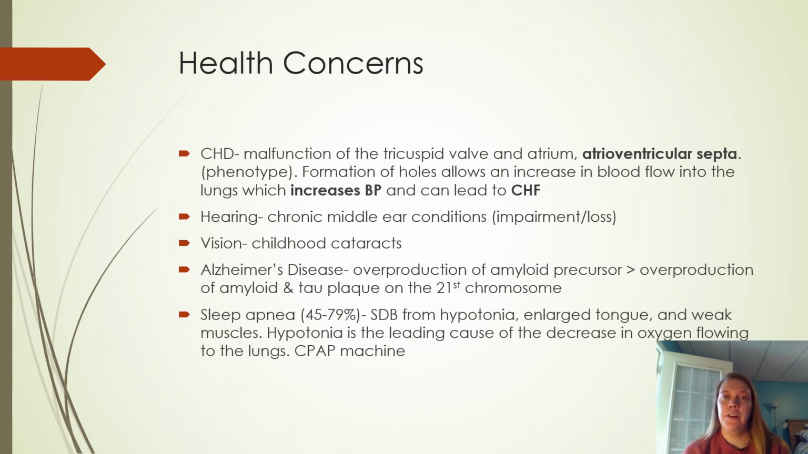Alzheimer's disease. Now, this is very interesting because I did not know Down syndrome and Alzheimer's had a correlation with one another, but it is due to the overproduction of the amyloid precursor, which leads to an overproduction of amyloid and tau plaque from the 21st chromosome. Now, the amyloid and tau plaques are the type of plaques that are seen in the brain for individuals with Alzheimer's, and they are also present in Down syndrome, which gives them the increased likelihood of developing dementia and Alzheimer's.